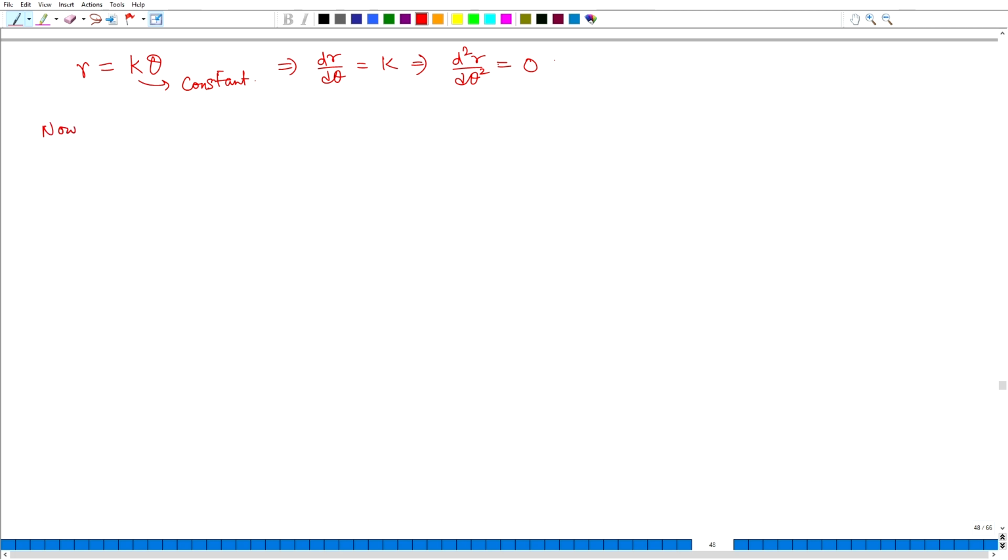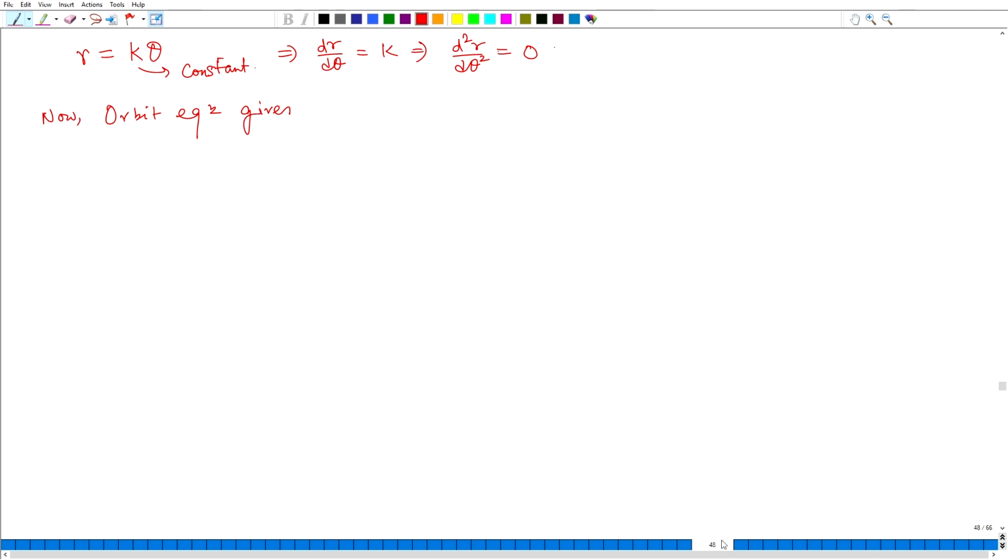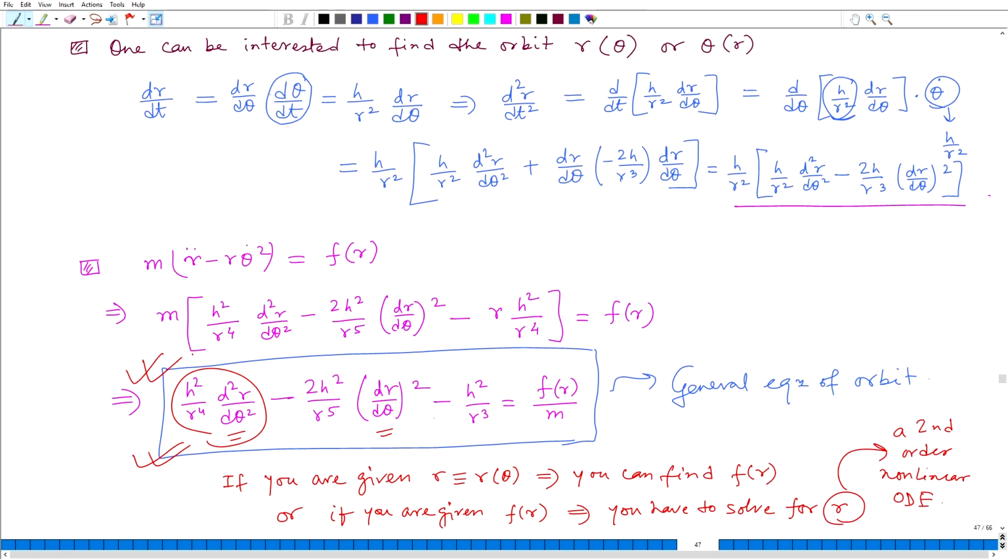Okay. Now orbit equation gives this. So, this term will be 0, this term will be simply k square. Okay. So, it will have minus 2h square k square by r to the 5, minus 2h square k square by r to the 5. You will also have minus h square by r cube.